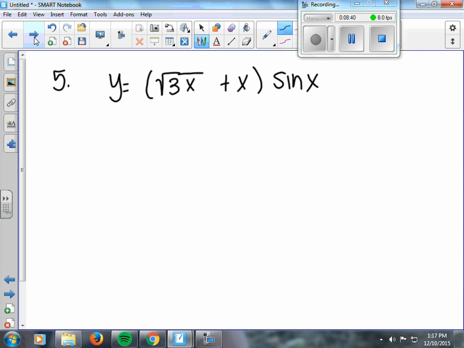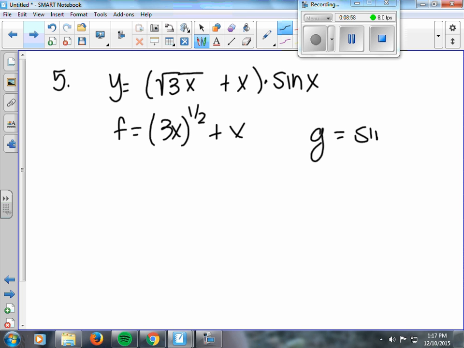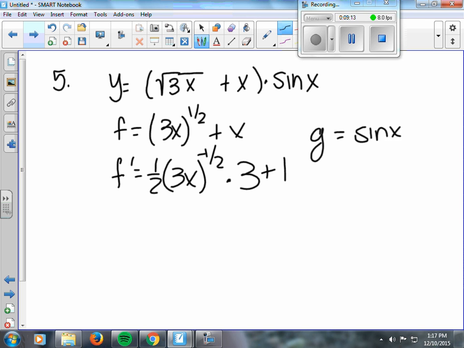Number 5, I have a product on number 5. My first factor is radical 3x. I'm going to make that 3x inside parentheses with a 1/2 power. And then the second term is sine x. Okay, and so what is the derivative of f? Well, I'm going to use the power rule here. 1/2 to the negative 1/2. Don't change that inside, but multiply by its derivative at the end. That's the chain rule there. And the derivative of x is 1. And the derivative of sine is cosine.